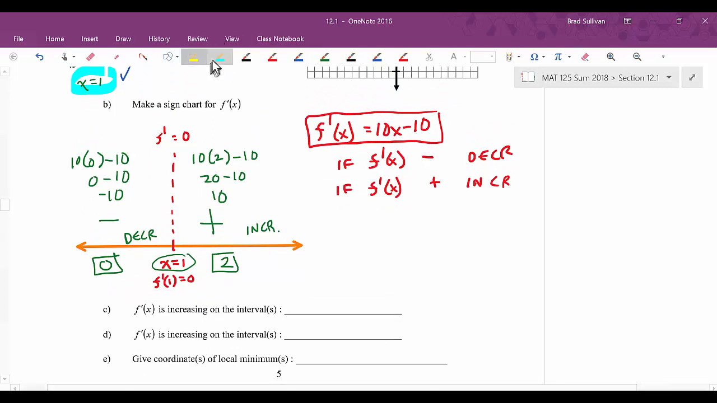So we would basically be increasing from there to there. Okay, just think of that as an interval on the number line. So we would say 1 to infinity, we're increasing. And then we'd be decreasing, and again, it's an open interval. That's why I'm putting a parenthesis there, negative infinity to 1.